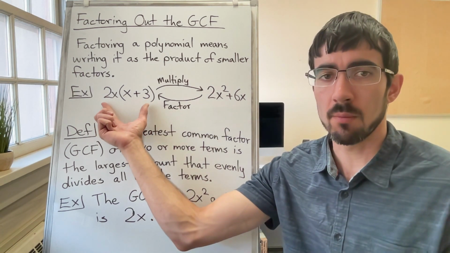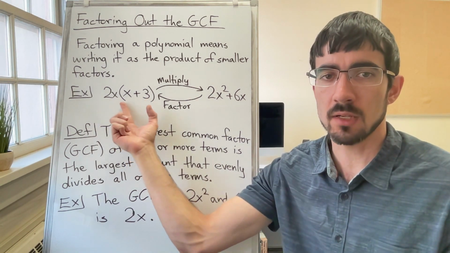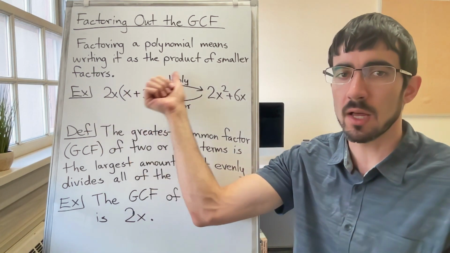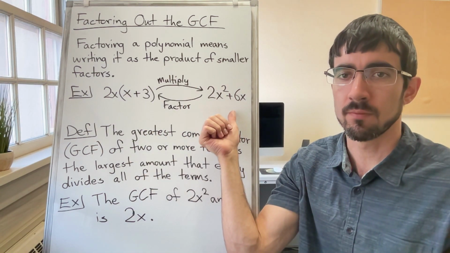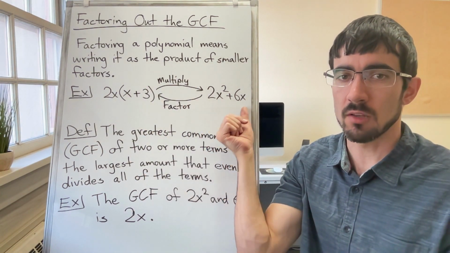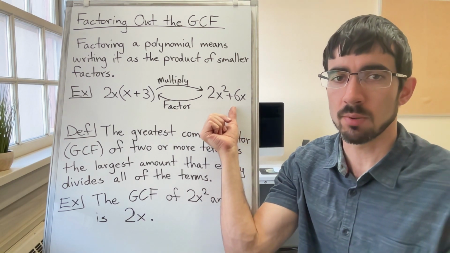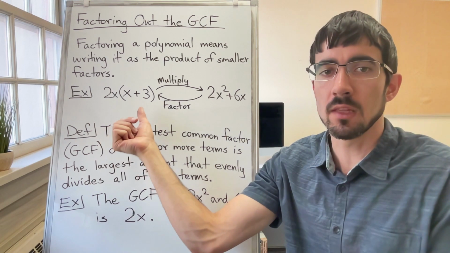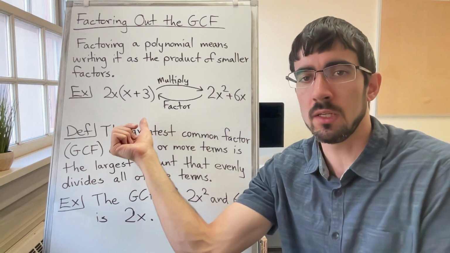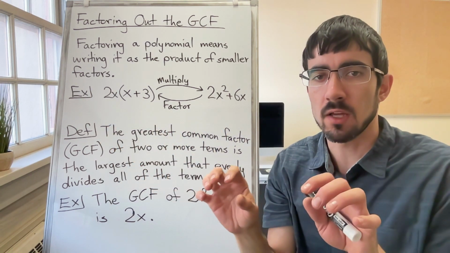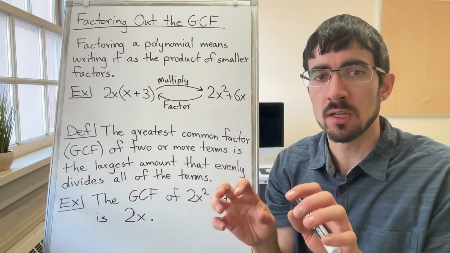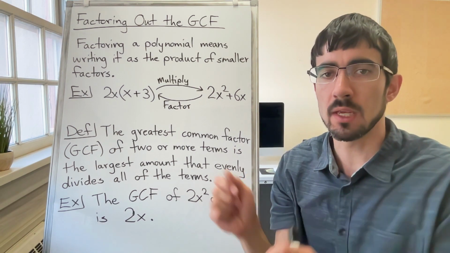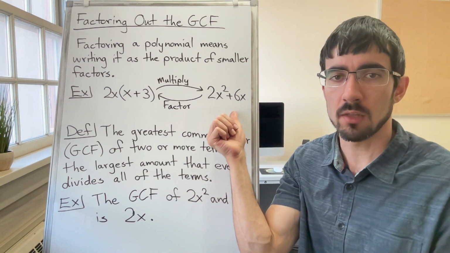If I have a polynomial that looks like this, 2x times x plus 3, and I multiply it, I'm moving in this direction. If I start with an expression that looks like this, 2x squared plus 6x, and I'm asked to factor it, I'm moving in this direction. I'm undoing that multiplication to find the smallest factors that multiply together to make up this larger polynomial.